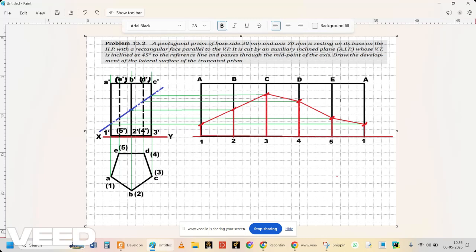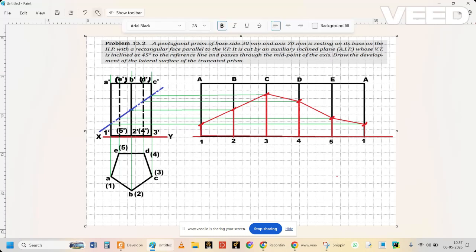The red color indicates the developed surface of that particular cutting portion. Now, sometimes the question arises whether the top portion of this cutting plane should be developed or the bottom portion. Always, preferably, you have to go for the bottom portion which is lying on the HP, sitting on the ground. That particular portion has to be developed. The remaining portion, the black lines in the developed surface, should be light lines. The red lines should be the thick lines in your development of surface.